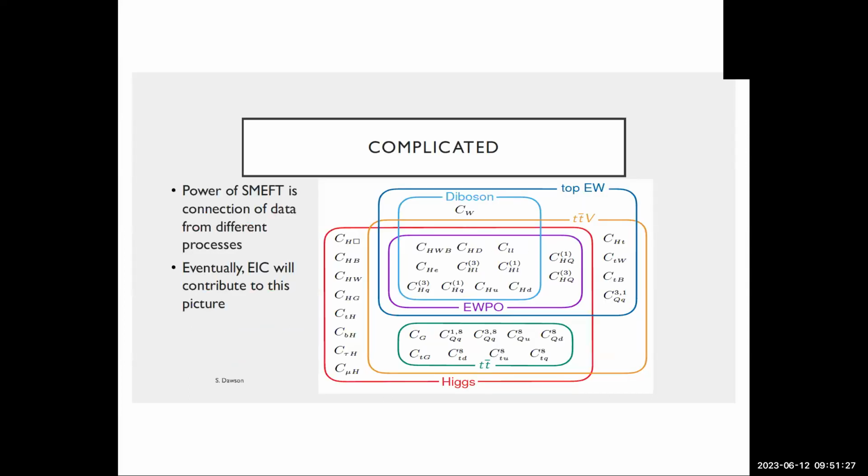Okay, so the power is this connection between, say, WW production, top production, say TTW production, Higgs production, TT bar. So it's the same operators that are contributing to these different processes. And eventually EIC will be a little blob over here constraining some of these operators.